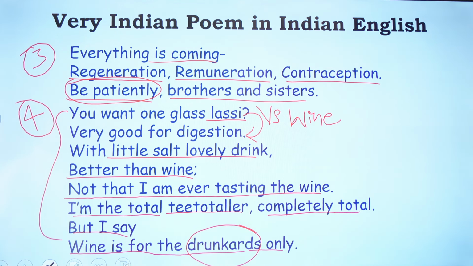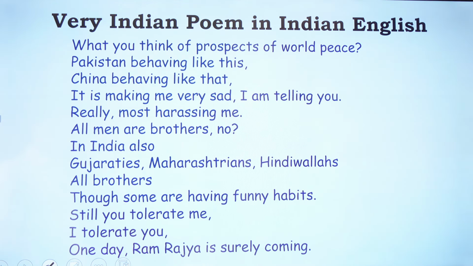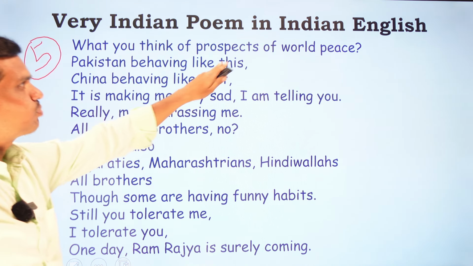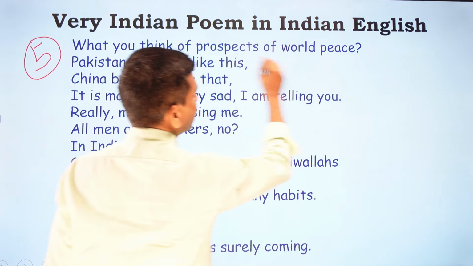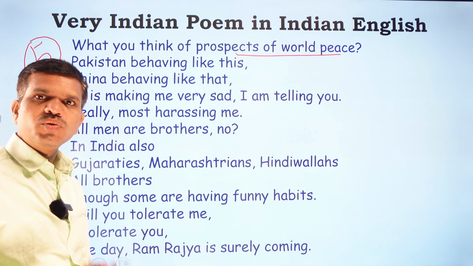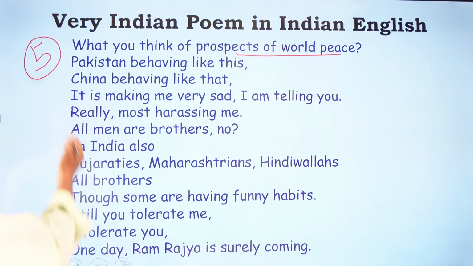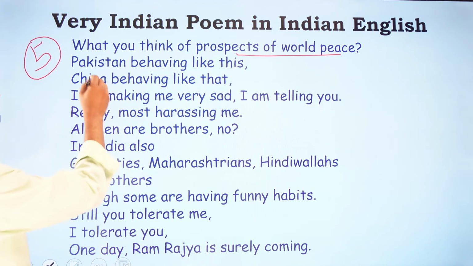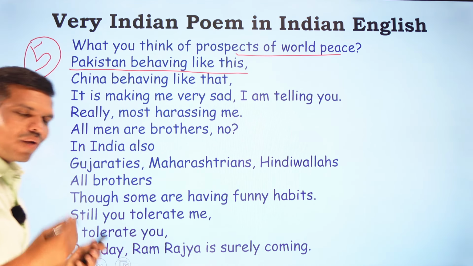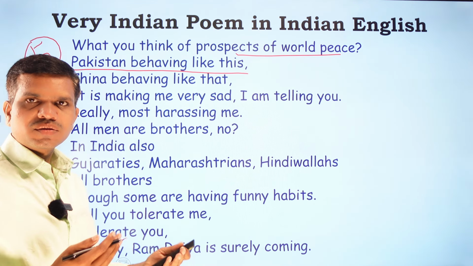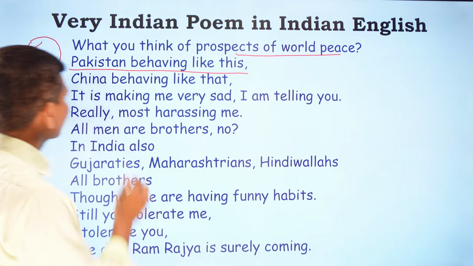Now let's move to the next stanza, stanza number 5. This is a lengthy stanza in the overall poem, and here: what do you think of prospects of world peace? Now here is a question for the young generation. What would you think about peace in the world? Pakistan behaving like this. So these are the complete expressions of an average English learner in India.